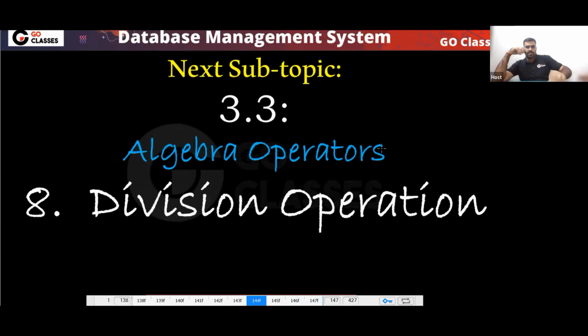So in this lecture, we will study the division operation in relational algebra. All the other operations we have already seen. We have seen the basic operators like selection, projection, union, difference, cross product and renaming. So there are 6 basic operators, and then we have seen some derived operators like join, natural join, equijoin, and conditional join, also known as theta join. Join is not a basic operation. Now in this lecture, we will study the division operation.